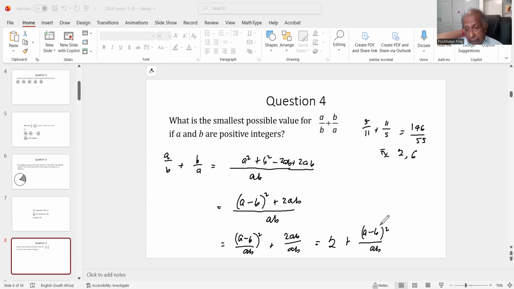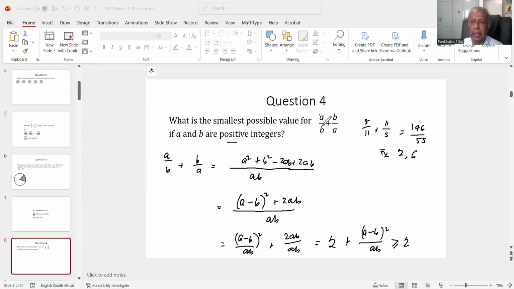Now you can see that this part here is positive because a square number is always positive, and A and B are positive. So this numerator is positive, and can be 0 if A equals B. So this part can be 0, but it's certainly greater or equal to 0. So this whole thing is certainly greater or equal to 2, because it's 2 plus a positive number. That's regardless of what A and B are. Interesting that A and B have disappeared somehow, and this will always be greater or equal to 2. It's actually equal to 2 if A is equal to B, because then this is 0.